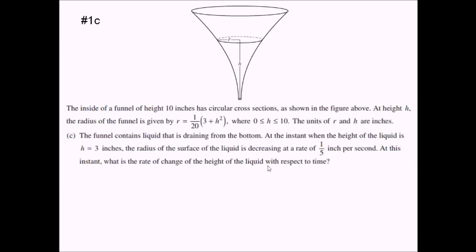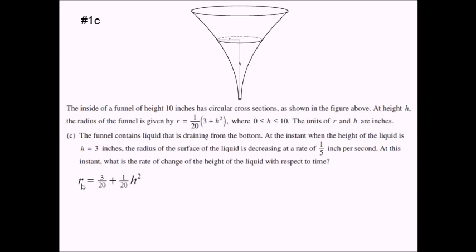So we're going to have to take this formula that relates everything here, the radius and the height, and implicitly differentiate with respect to time. Before I do that, I'm going to just distribute this 1/20th, just because I think this is going to work out better if we just have a polynomial versus this kind of factored version. So I'm going to say r equals 3/20 plus 1/20 h squared. And now let me go ahead and take the derivative.